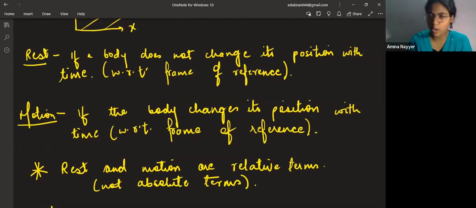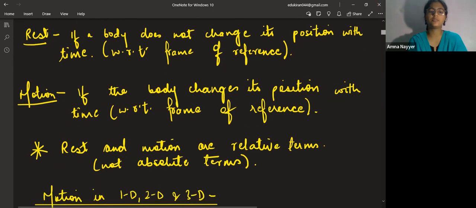So when do we say a body is at rest? Rest means there is no change in position. When a body has not even commenced the motion, we say it is at a state of rest. And in motion, when the position is changing, that is the state of motion.